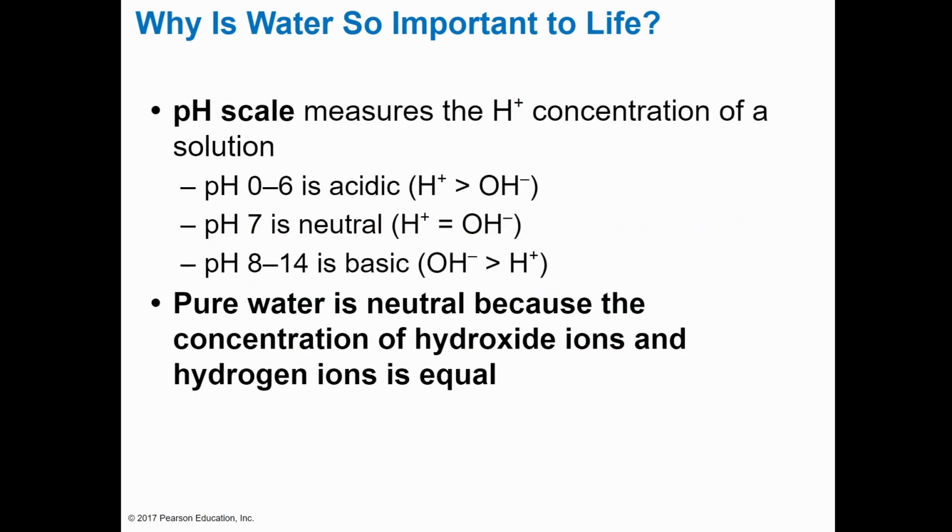Looking at the pH scale, we're interested in what does it measure. The pH scale actually measures the amount of freely floating hydrogen ions, or the H plus concentration. Something with a pH of 0 to 6 is acidic, a pH of 7 is neutral, and a pH of 8 to 14 is basic. Pure water would be an example of something that is neutral. So this is pure water, just H2O, with no minerals, vitamins, or anything like that added. And that would be because even though some H2O breaks down into charged particles, we'd always have the same amount of hydroxide and hydrogen ions in pure water.